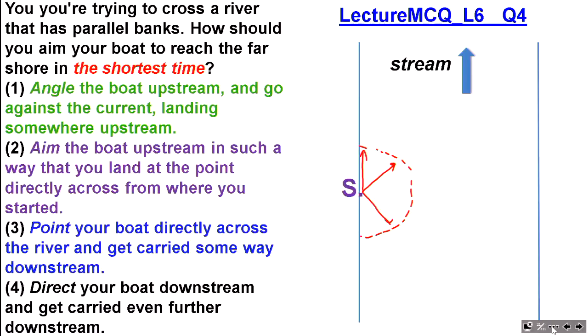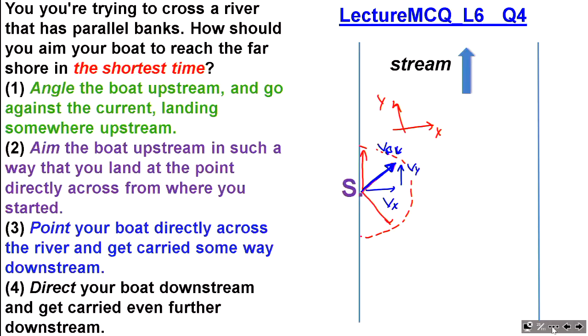But only one orientation gives you the fastest trip. Which one? Well, again, in this situation, it's convenient to pretend that the motion is two-dimensional. So let's say I aim my boat like this. This is the velocity of the boat relative to water. This velocity has two components, Vx and Vy.